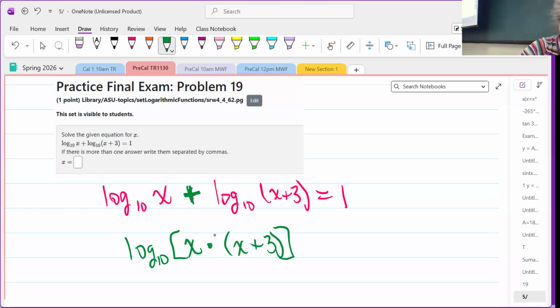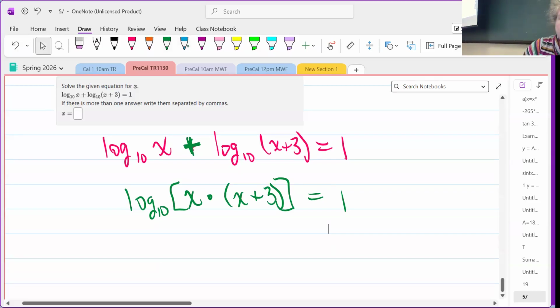So the logarithm changed multiplication into addition with two separate logs. So when I work it backwards, the addition goes back to the multiplication, and now it's a single logarithm, still equal to the 1. So the log property we use there, you're going to have to remember. I'm not going to write the log properties on the test.